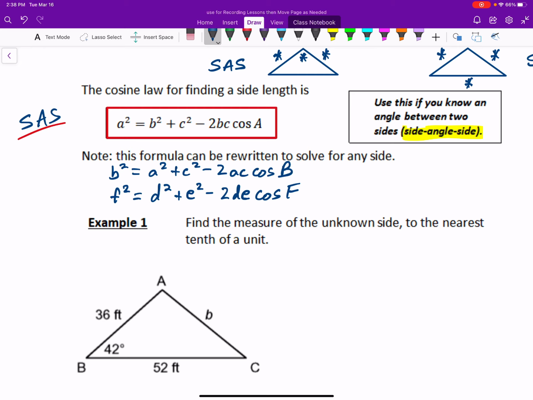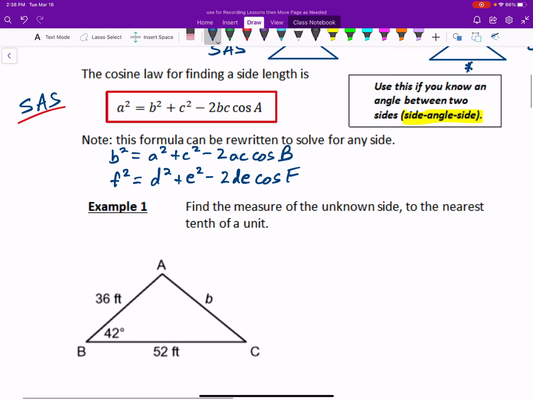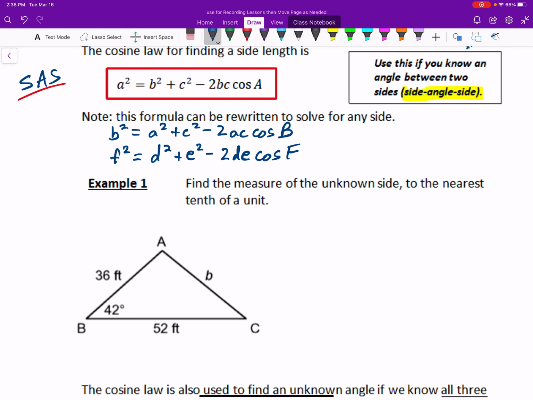So it's easy enough to change this formula around. It doesn't matter what angle we're looking for or what we call those angles. Sometimes I don't even worry about putting letters on them at all. I just plug numbers in the appropriate places.